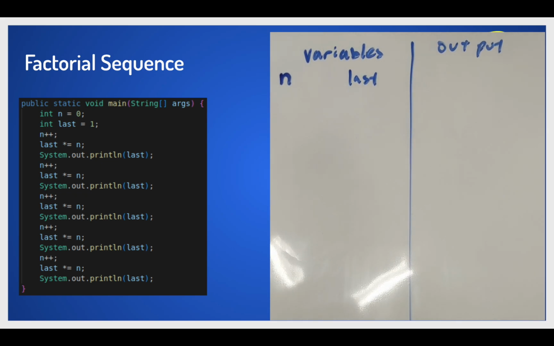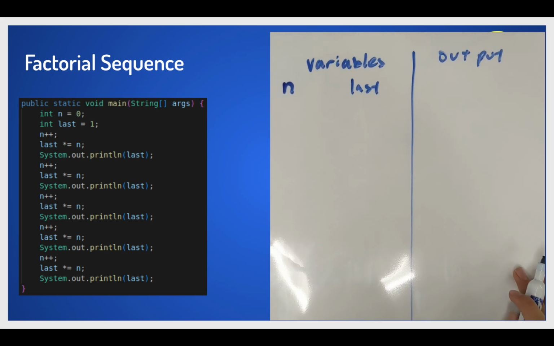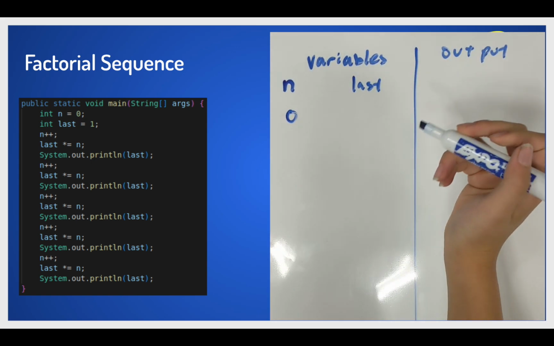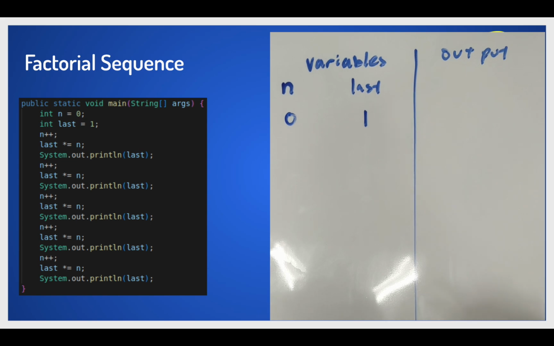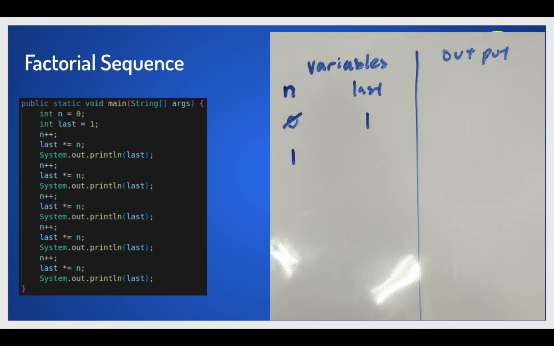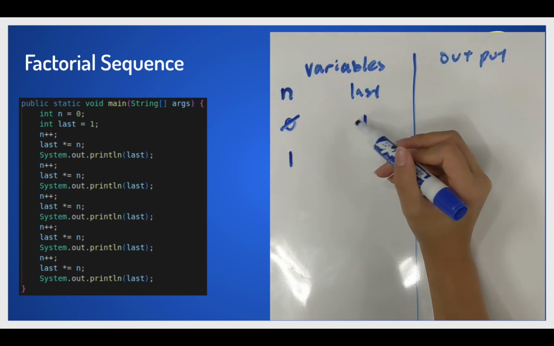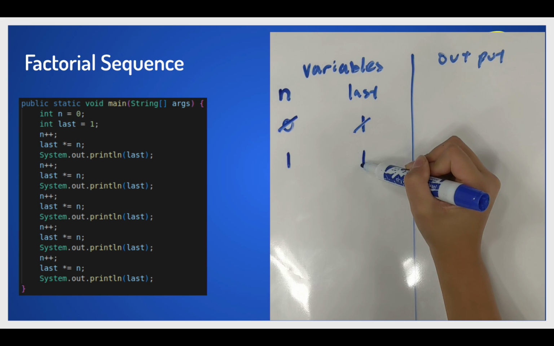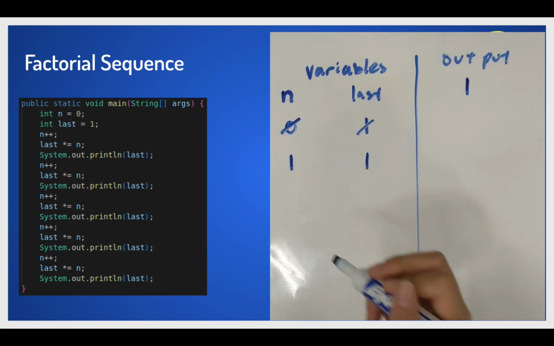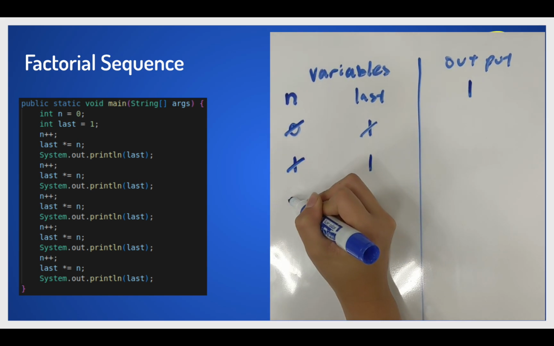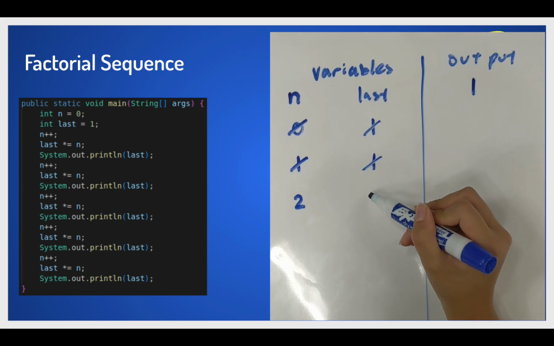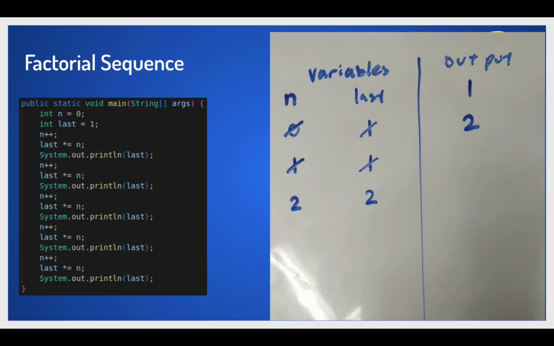Okay, so now we're going to take a look at the factorial sequence. In this code, you have your variable n and your variable last, and you're going to set n to 0. Next, you set last to 1, and then it tells you to increment n by 1. So we add 1 to 0, which is 1, and then it tells you to multiply last by n, which becomes 1 times 1, which is 1. Then you output your last, which is also 1, and then you do that again. We add 1 to n, which is 2, and then multiply 2 times 1, which becomes 2, and then you output your number, which is 2.